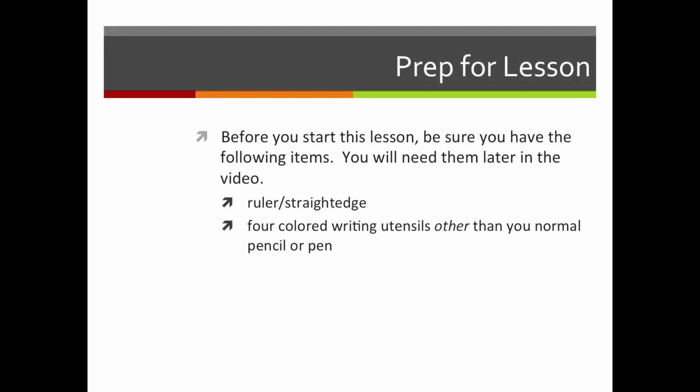Now before you start this lesson, you need to have a ruler or straight edge, and you want to have 4 colored writing utensils other than your normal pencil or pen. So colored pencils, markers, highlighters, something that you can get 4 other colors. Because you're going to need that later in the lesson. So if you don't have those things, pause the lesson right now, go find those things, and then come back to start again.